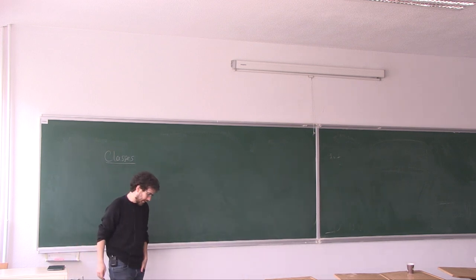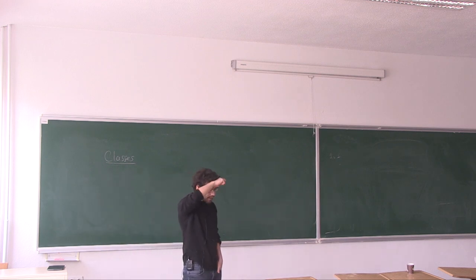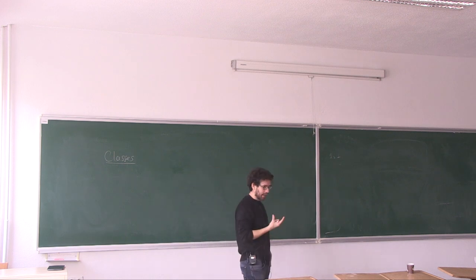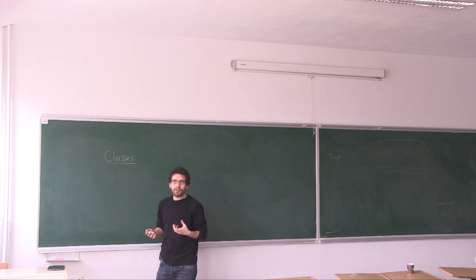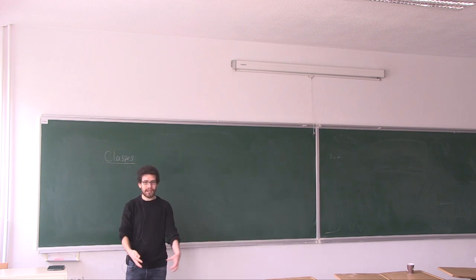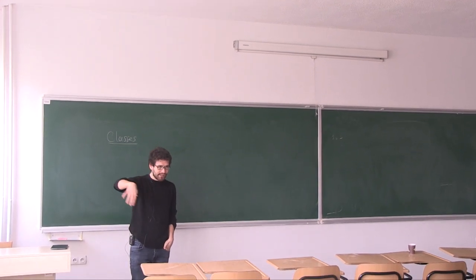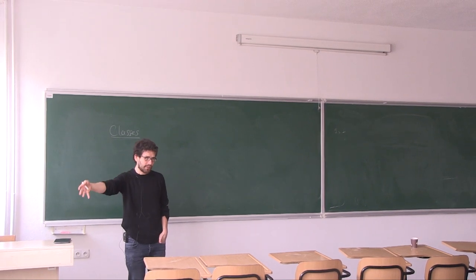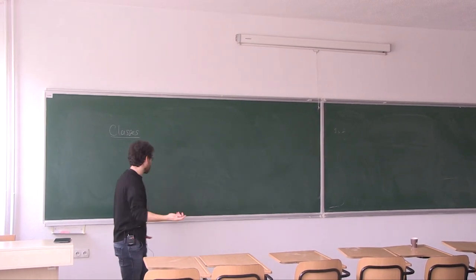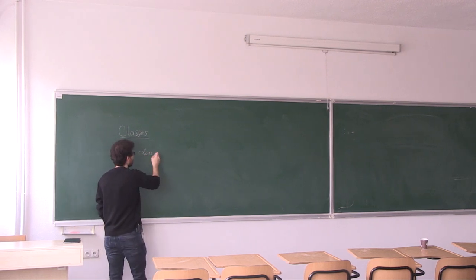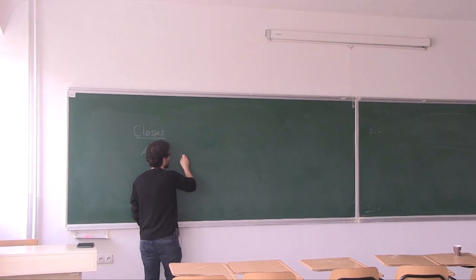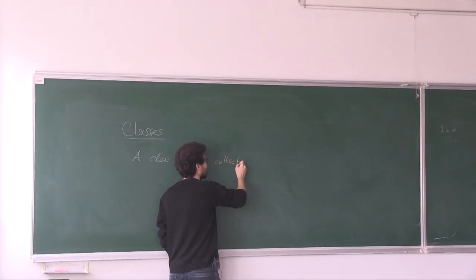So what's a class? Why are we introducing these? You see, 2 days ago I told you that everything in the universe of sets is a set. So every mathematical object is a set. But sometimes we want to talk about collections of sets. Like we want to take a bunch of sets together and we want to talk about that. Now, if the collection is a set itself, then we can talk about it because it's an object in the universe of our sets. But what if it's not? So I'm going to make an informal definition. A class is simply a collection of sets.